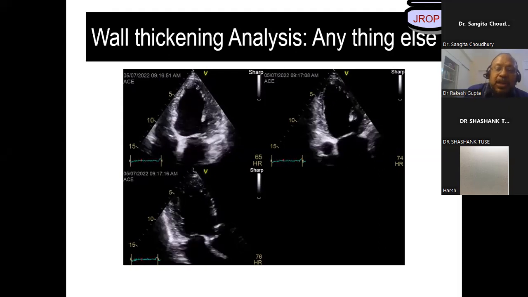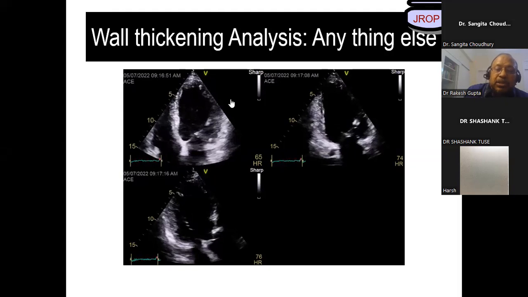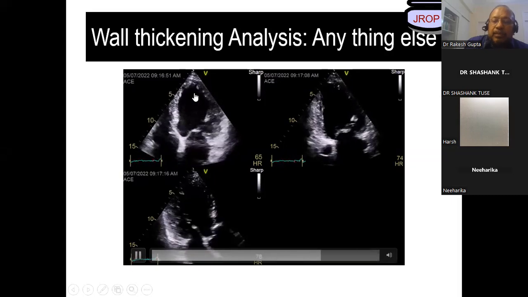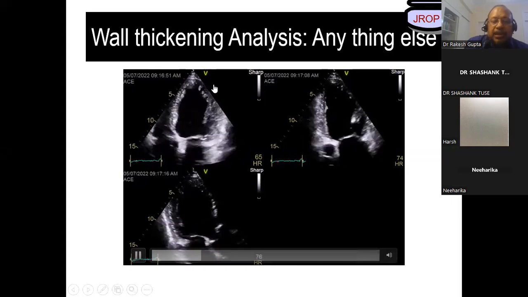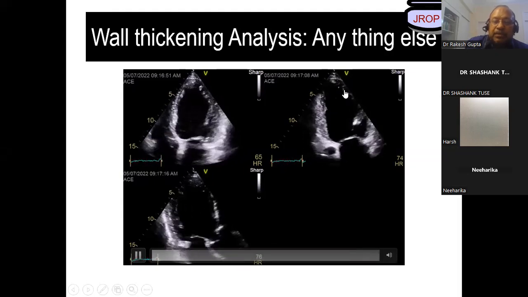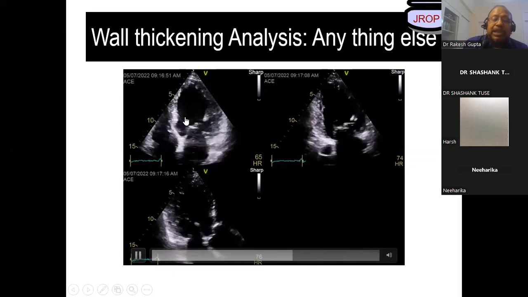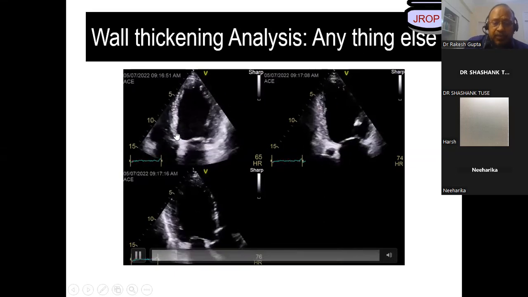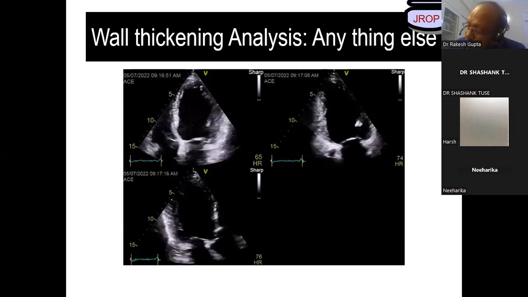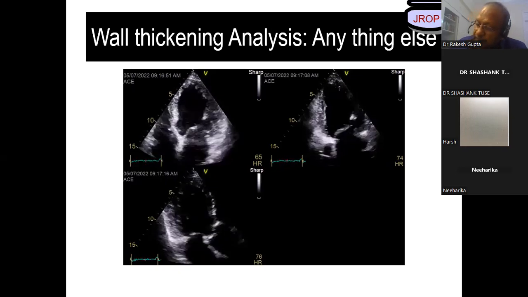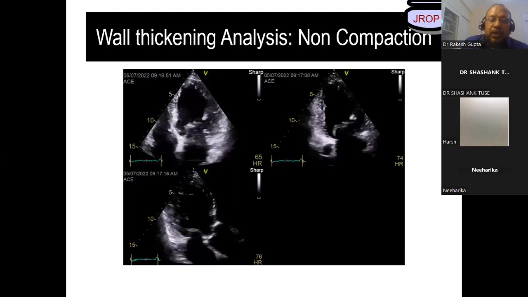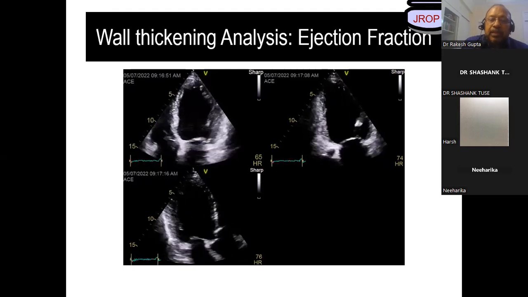Perfect. This is what I was looking forward to. This is some amount of non-compaction which is present in this lateral wall. Yes, sir. I can see the recesses over there. Excellent. The same thing should be seen over here, and we should put color and identify the color flow. So apart from the basal inferior wall and basal septum, this segment shows non-compaction. Excellent, Harshvardhan. You have made my day today. Okay, thank you, sir. Let's move on to the next. This is what we were looking forward to, non-compaction.